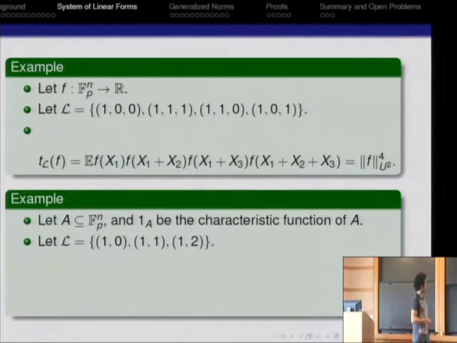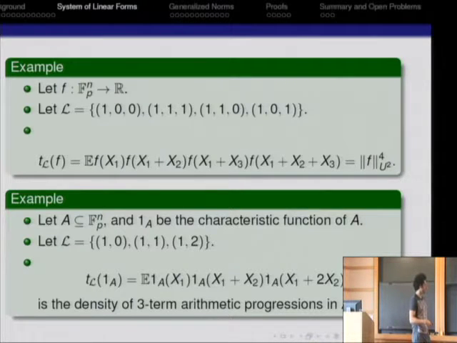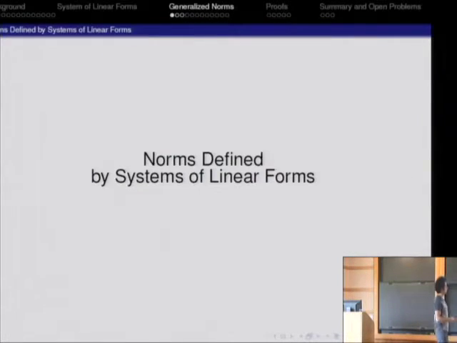And if we look at a subset A of F_p to the n and we pick the characteristic function of A, and we define the linear forms to be 1, 0, 1, 1, and 1, 2, then we will get the density of three-term arithmetic progressions in A. Notice that one can just generalize these two examples and obtain higher degree Gowers norms and the density of longer arithmetic progressions.